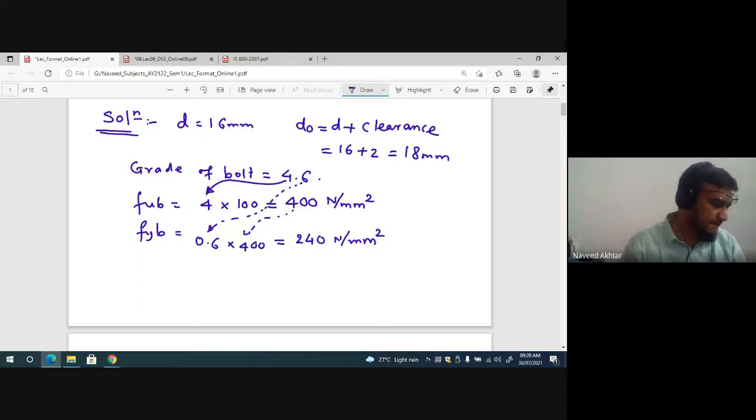The pitch is already given, pitch equal to 40 mm. It is already given in the example, and you can easily find it out.